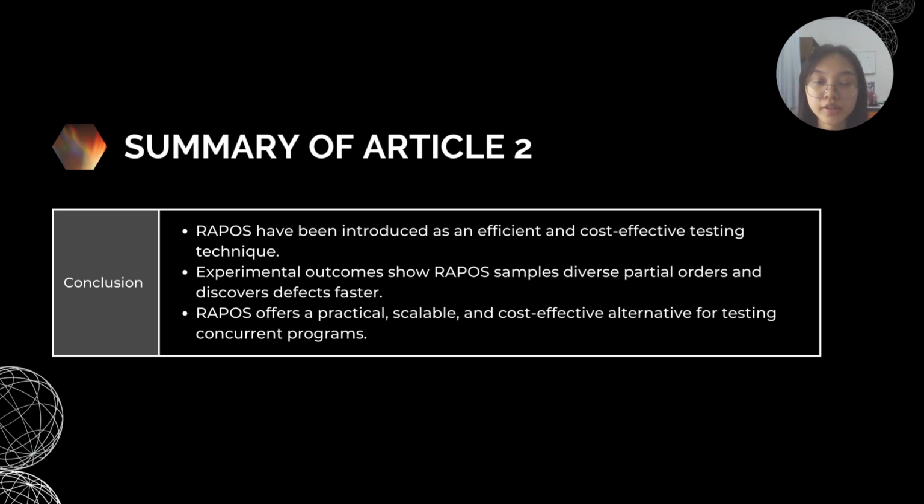Lastly is the conclusion section. In a nutshell, this article addressed the challenge of detecting errors in multi-threaded concurrent programs. It introduced RAPOS as an efficient and cost-effective testing technique, as RAPOS overcomes the unique challenges of thread schedules and the state explosion problem. In addition, the experimental outcomes show RAPOS samples diverse partial orders and discovers defects faster. RAPOS offers a practical, scalable, and cost-effective alternative for testing concurrent programs.